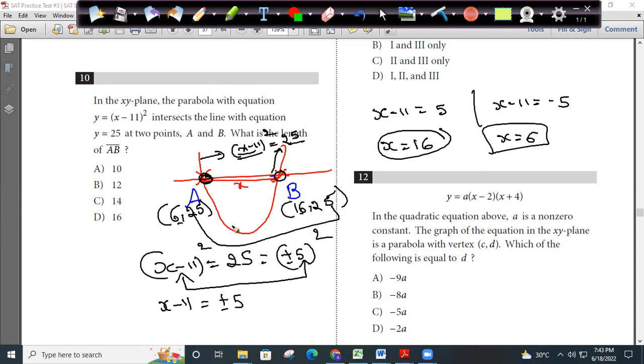So what is the distance between 16 and 6? 10. So the distance between 16 and 6 is 10. Students, whoever got answer as 10, you are perfect. Others, you made a mistake. Please see where you are making mistakes. You should not make mistake in this question.